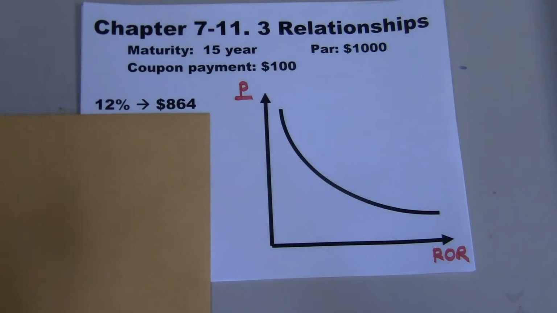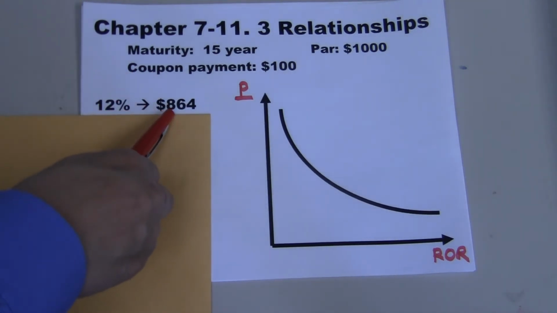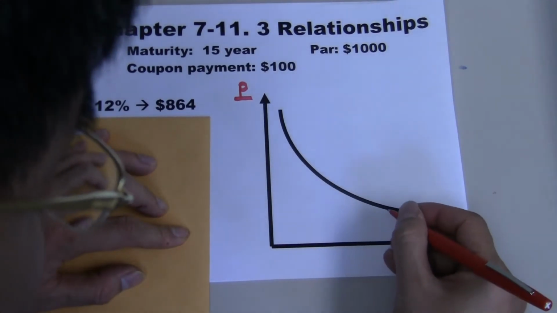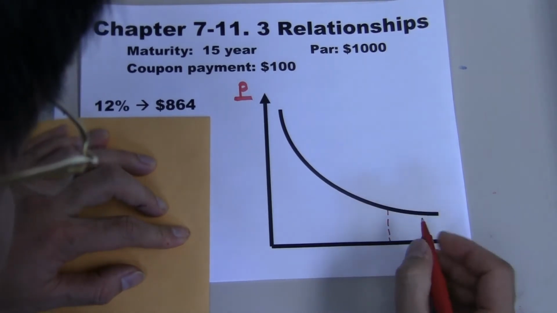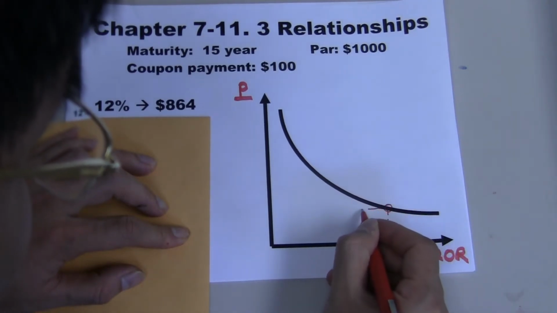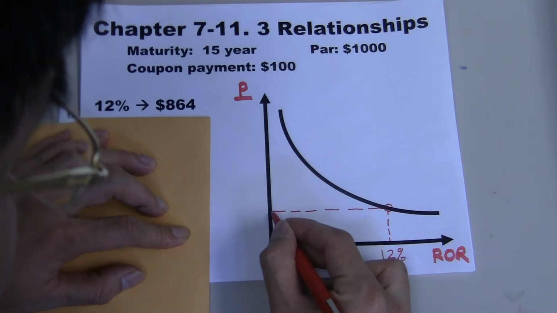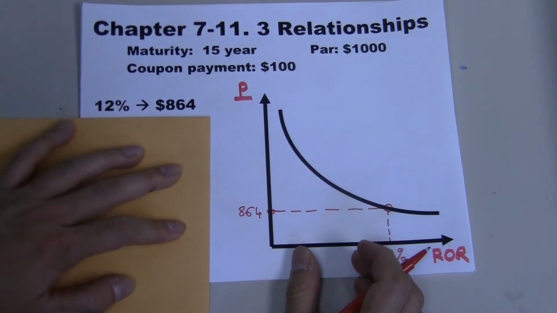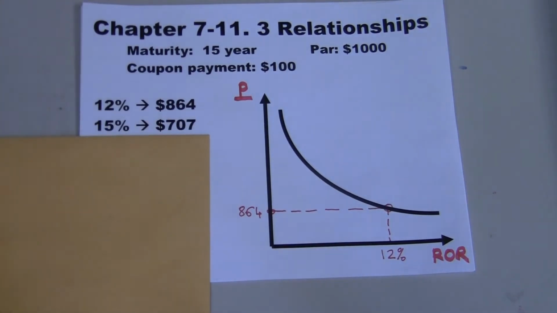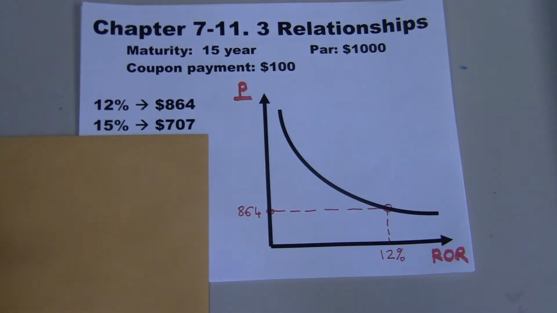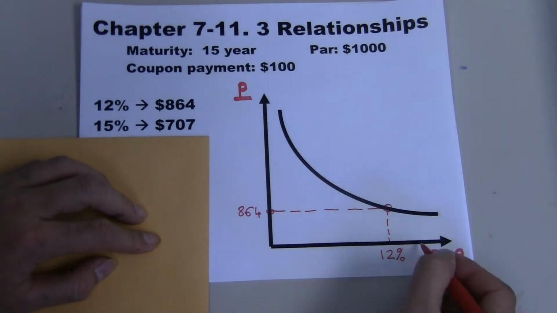At the required rate of return 12%, the price is about 864. So here is 12%, and at that point the value is about 864. And in the next scenario, we recalculate the price of the bond where the required rate of return is 15%, and the price, as I calculated, is 707. So it will be around here.